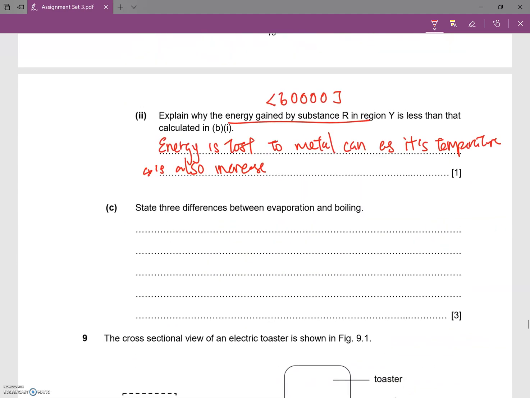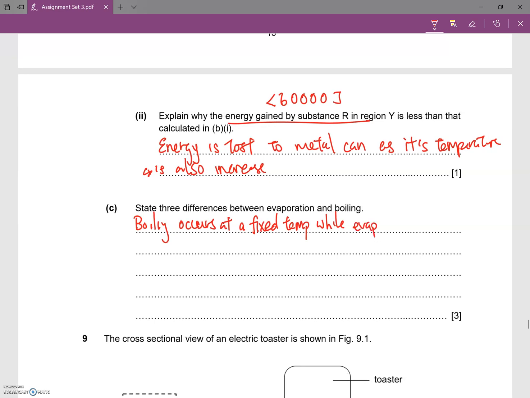Now part C is just a totally separate question. Still on the thermal properties of matter, but purely on evaporation and boiling. So I'm just going to write down three differences. First thing, boiling occurs at a fixed temperature, while evaporation occurs at any temperature. Do take note, you need a comparative term, so you need 'while' there.